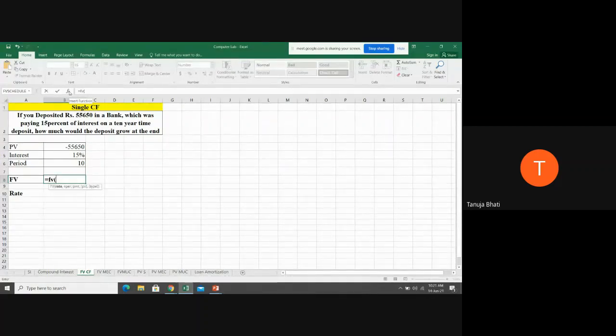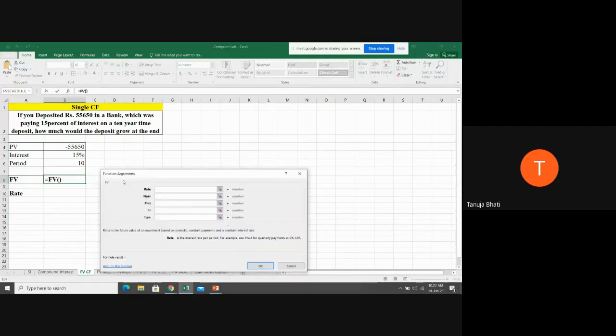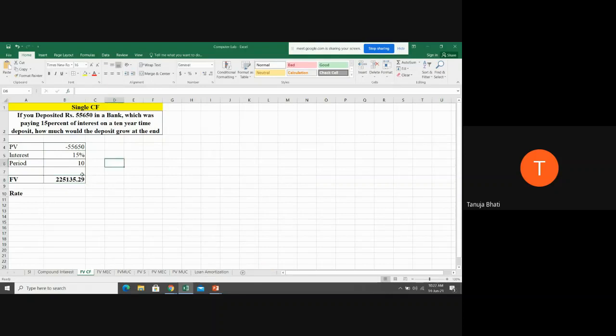go to this function fx. You can see here insert function. After going there, they are asking you for the information. The rate: what is the rate? Just click on B5. Then what is the period? Click on B6. What is the PMT? PMT is your cash flows. This is not a series of cash flows, so the annuity is 0. What is the present value? It is 55,650. Just click on OK. You get your future value directly from Excel. Is this clear, students? Is this particular part clear?